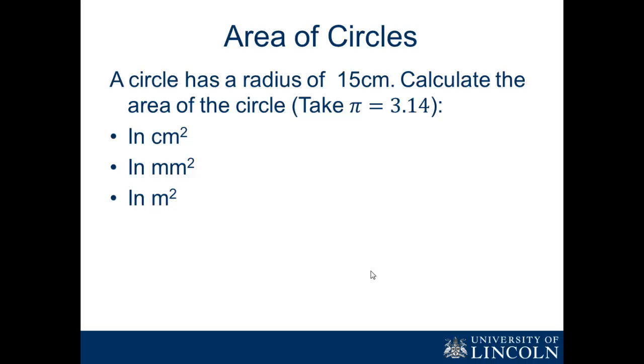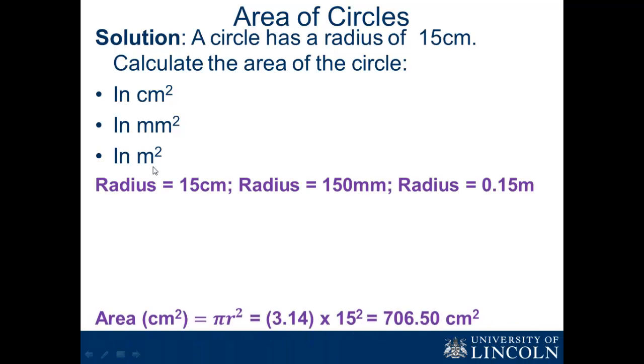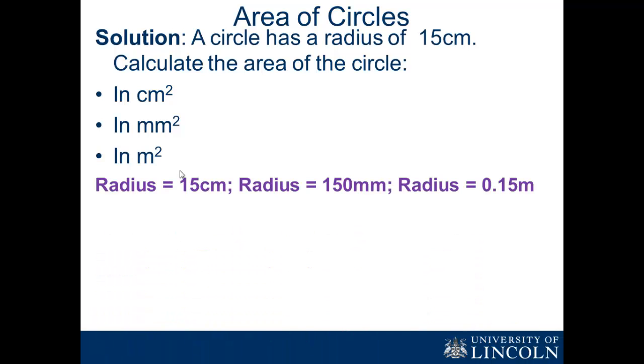Okay. Now for the circle, the area of a circle. Now the same procedures. All you need to know is the formula to calculate the area of a circle. For example, we've been given a circle of radius 15 centimeter, and we want to calculate the area in centimeter square, in millimeter square, in meter square. Same procedures but different formula. Now we've been given the area.